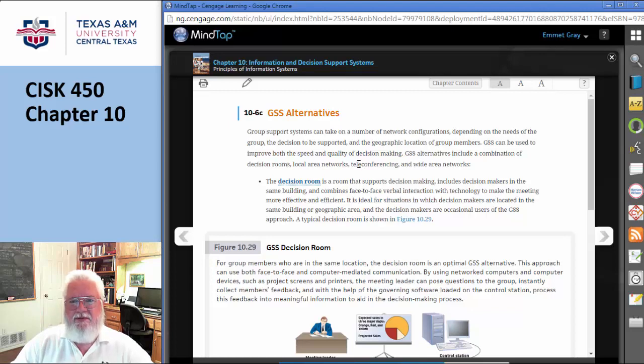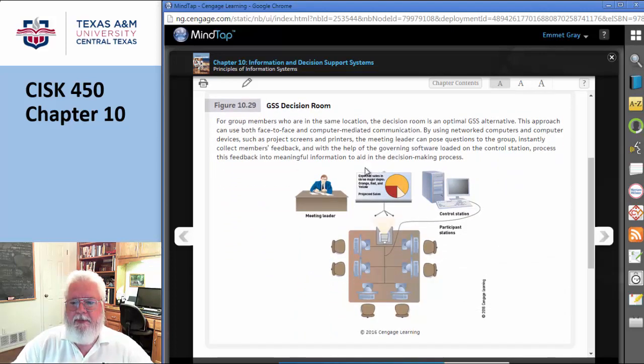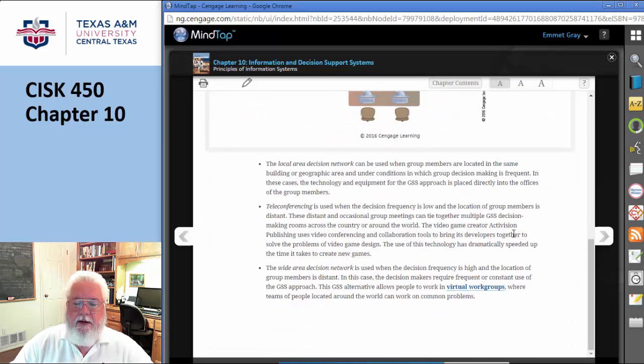Is that an alternative to GSS? Well, no, but I'll cut them a little bit of slack. It's a system that's already set up. Cool. A local area decision network is kind of the same thing, but you're doing it over the wire. Teleconferencing clearly is an alternative. And wide area decision networking breaks people up into smaller chunks, and we pick a time and everyone sits at their own desk rather than going to a room to do this.